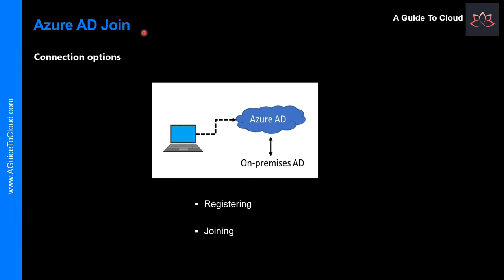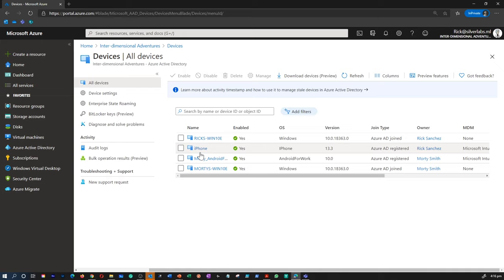Another key concept we need to understand is the connection options. To get a device under the control of Azure AD, you have primarily two options, registering and joining. So let me explain what the main difference is between registering a device and joining a device. Registering a device to Azure AD enables you to manage a device identity. When a device is registered, Azure AD device registration provides the device with an identity that is used to authenticate the device when a user signs into Azure AD. You can use the identity to enable or disable a device.